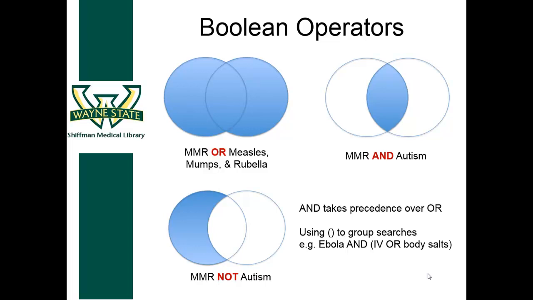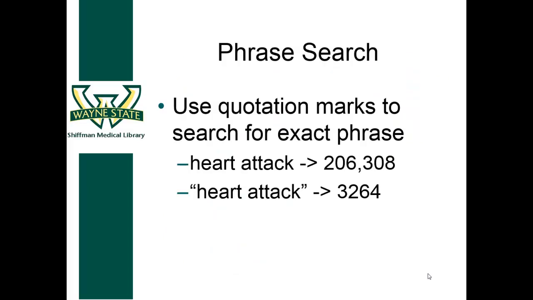Remember, PubMed will automatically combine your terms with AND. AND takes precedence over OR. Use parentheses to group your OR terms. Searching a phrase with quotation marks will help you find the exact phrase in search results.